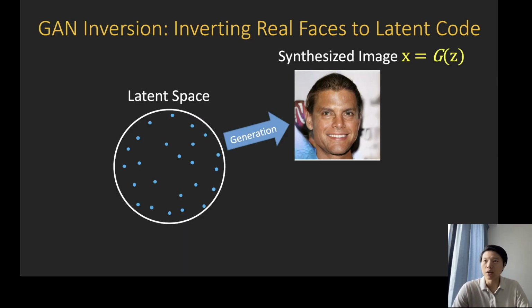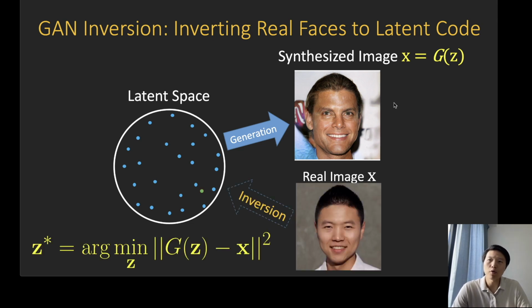Previously, with this generator, we just get some samples and we can synthesize the image. But given a real image, if we want to get the latent codes, then we have to solve this GAN inversion problem to invert the real face to the latent code. So we have to solve this minimization problem. Given any latent code, we want to minimize the distance to the real image x. We solve this optimization, then we can get the z star that can reconstruct my face.